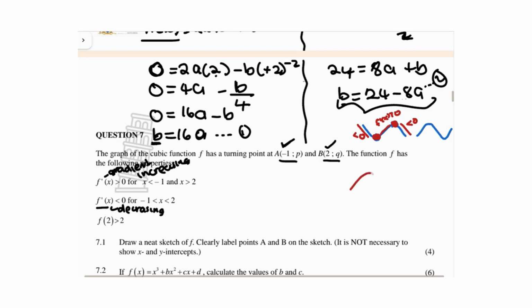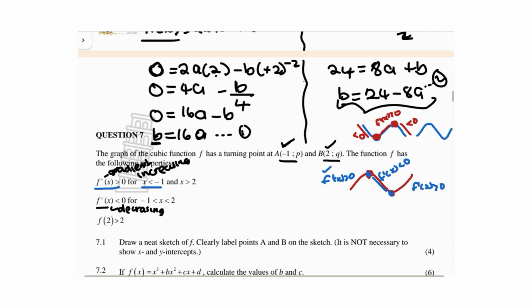I'm just going to redraw this one again to say, okay, if we have that shape and we have one turning point there and the other turning point there, the graph is increasing there, meaning f prime x is greater than 0 there, and also f prime x is greater than 0 there. But between the two turning points, the graph is decreasing. f prime x is less than 0. Is that what they said?